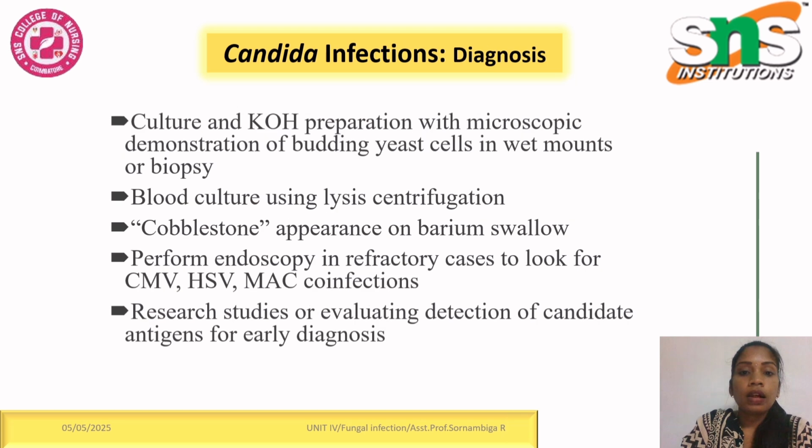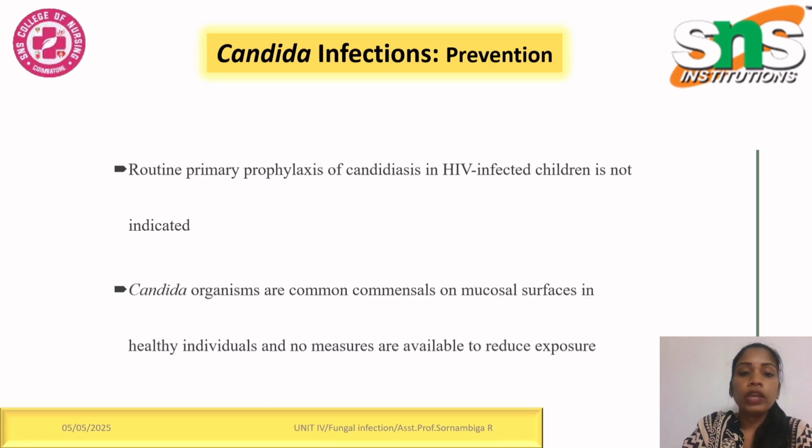Then diagnosis. Diagnosis includes microscopy, Gram staining, blood culture method, PCR and antigen test. Prevention strategies include catheter care, hygiene practices, and limiting unnecessary antibiotic use. Moving on to the treatment. The treatment typically involves fluconazole, echinocandins and amphotericin. These are the medications we use for these types of patients.